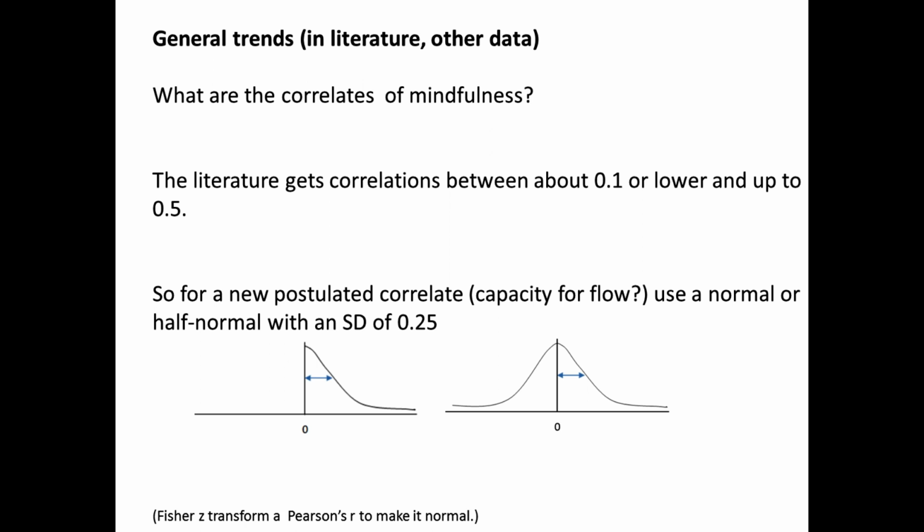So for a new postulated correlate, like the capacity to have flow experiences or something, I don't know if that is new in the mindfulness literature, but let's say it is, I would already have a feeling for what would be a plausible model of H1. I would know, well, probably a plausible scale of effect is about 0.25, 0.2, 0.3. I really doubt we're going to get correlations more than 0.5.